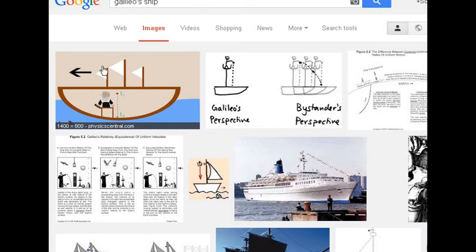And I'm going to show that this is incorrect. You can determine there is an absolute reference frame. Galilean relativity and Einsteinian relativity say there is no absolute reference frame. I'm going to show that there is an absolute reference frame.